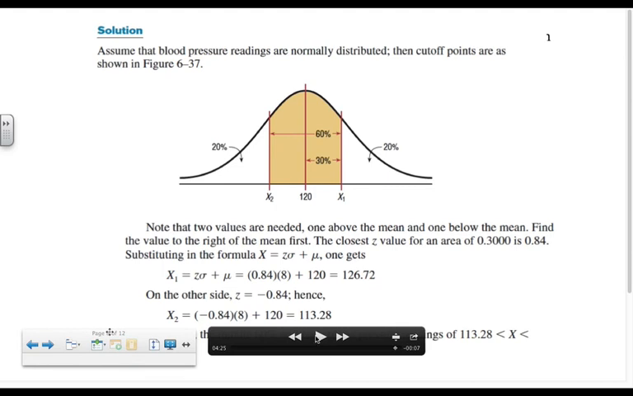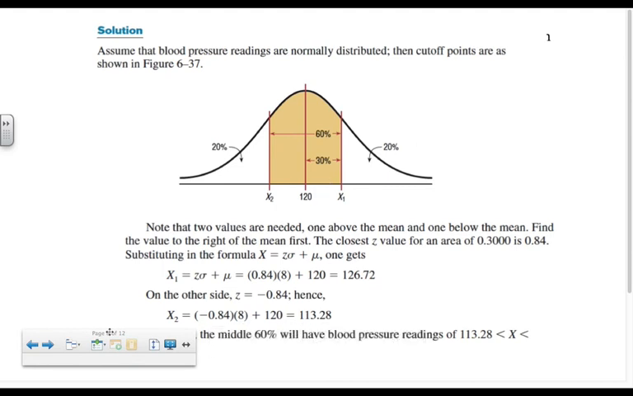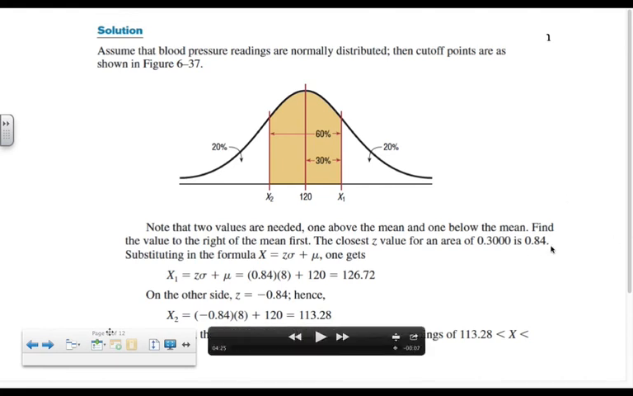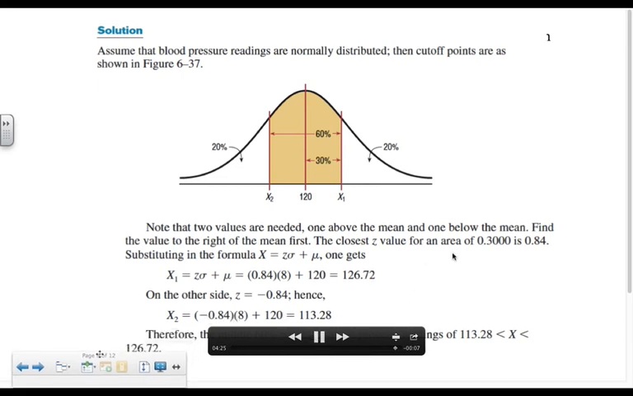Okay, so if we're looking for the middle 60%, we're going to have 30% on both sides. So in our chart, we're looking for 0.3, which, if you notice here, the z-score is 0.84. Then I plug it into the formula. 0.84 times 8 plus 120 equals 126.72. Then I do the negative side. Negative 0.84 times 8 plus 120 equals 113.8. And that is it.